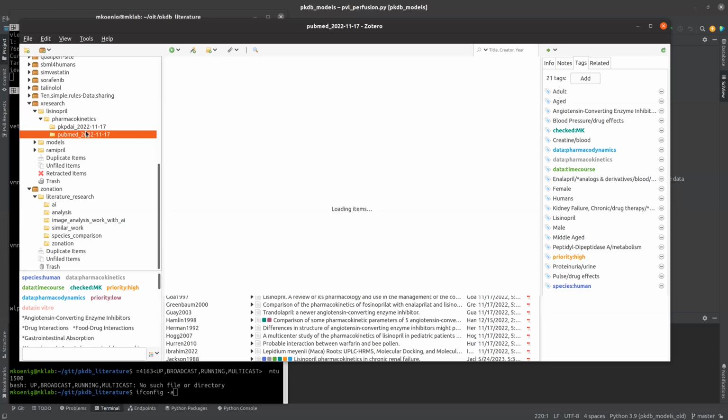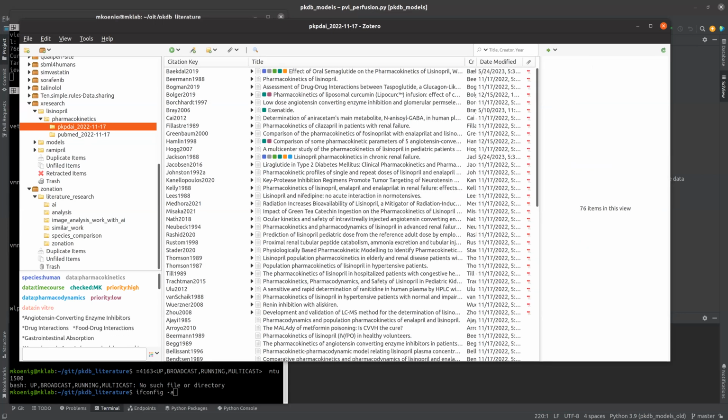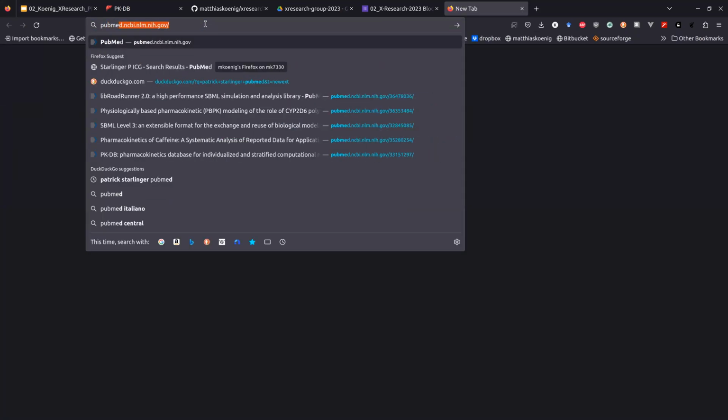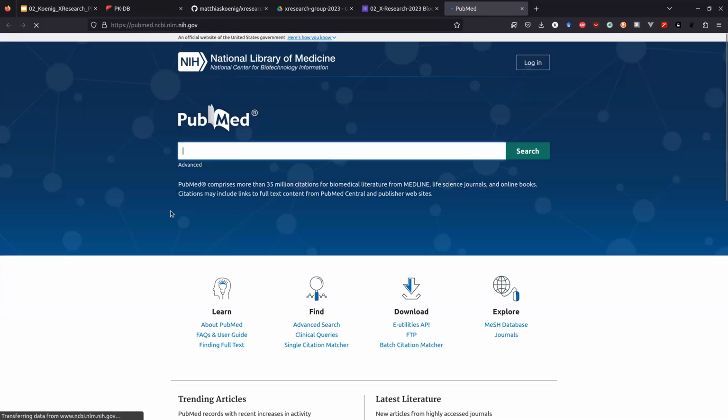There are basically two ways to search for them. The first thing was via PubMed. PubMed is a large literature database of, I would say, mainly biochemical research, but definitely not limited to that. It's one of the largest databases for biochemical literature. And then you can do literature searches here, and then use this information and import it in Zotero.